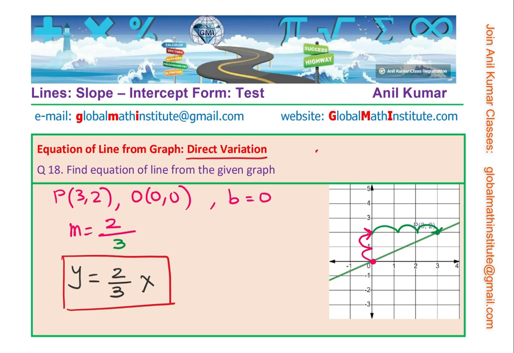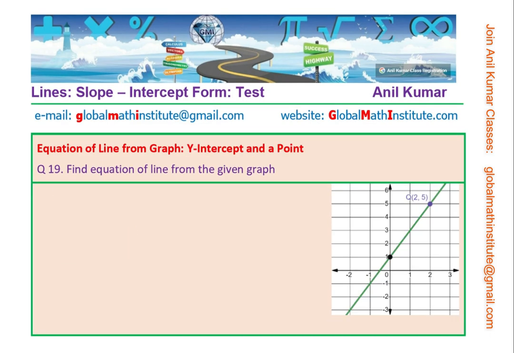Direct variation is that the line goes through the origin. Perfect. Now let's take the other point. In this case, we are given the y-intercept. So we are given the y-intercept b, which is at 1, correct? And then we are given a point q, which is (2, 5), right? (2, 5). Perfect.